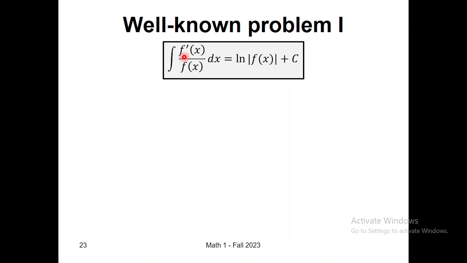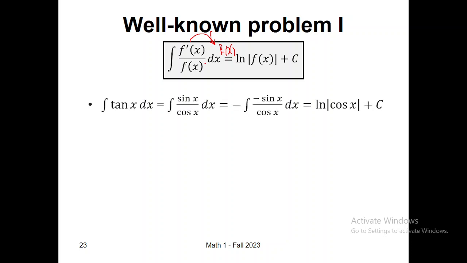And it is very simple to prove this, either by differentiating the right hand side, or by saying that if you bring this f prime inside the operator by integration, it will be f of x. And now we are going to integrate 1 over f of x df of x, which is similar to integrating 1 over u du, which gives ln u. This well-known problem is very important and appears in many integration problems.